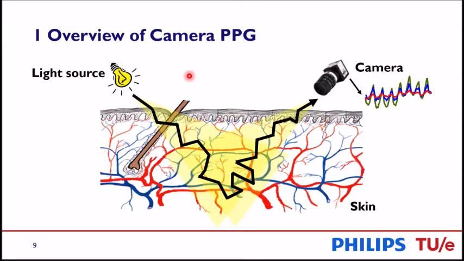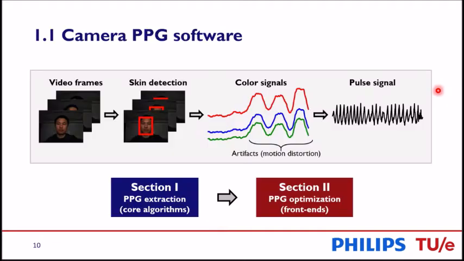And here's the overview of a basic camera PPG monitoring setup. It has three components: the light source, the skin, and the camera. The light penetrates into the skin, sees the blood volume changes, reflects back, and is received by the camera. Our goal is to extract the PPG signal from the camera signal.